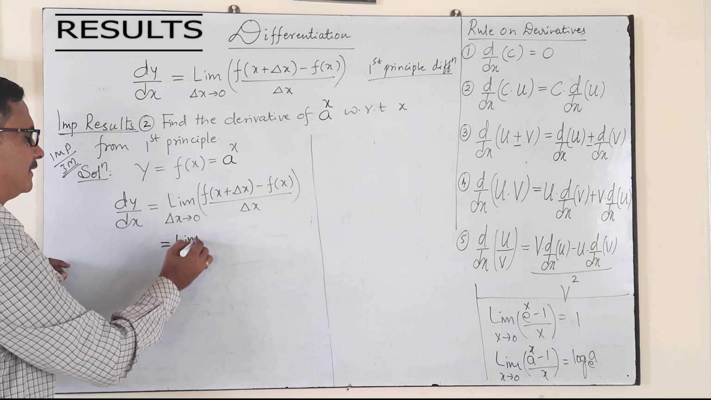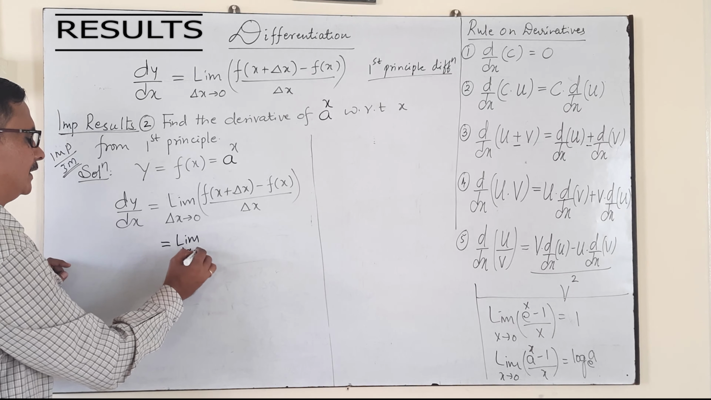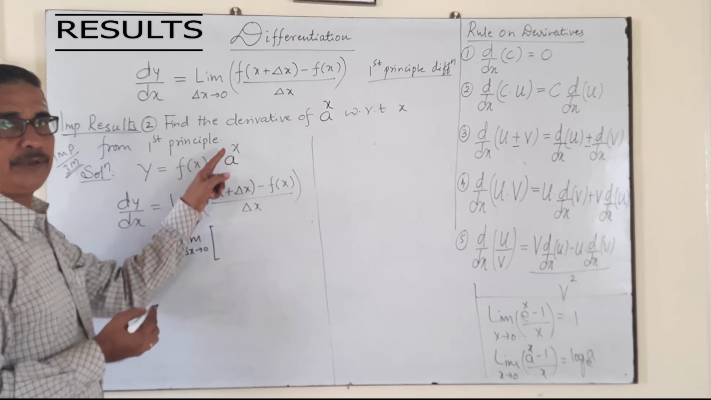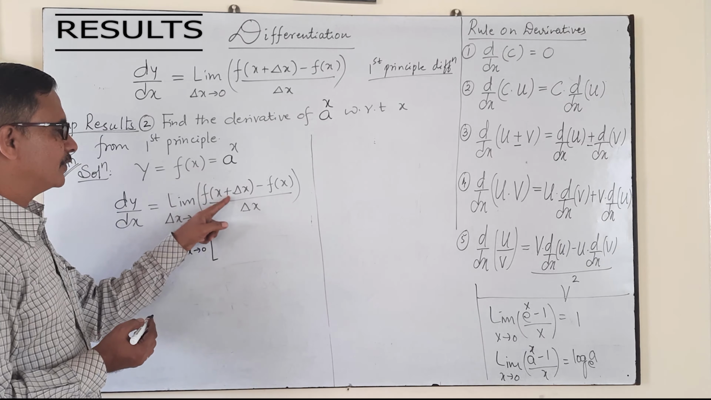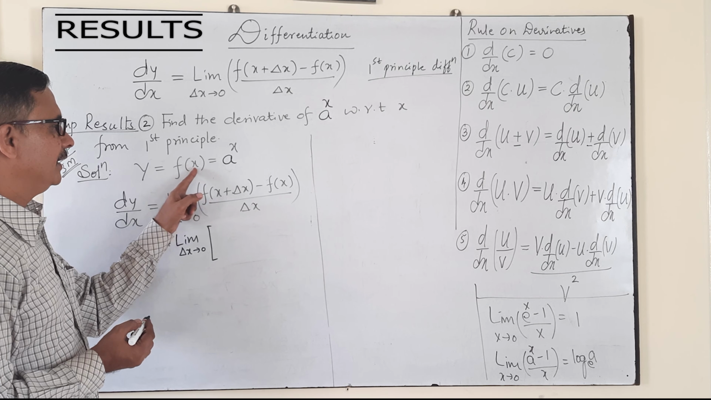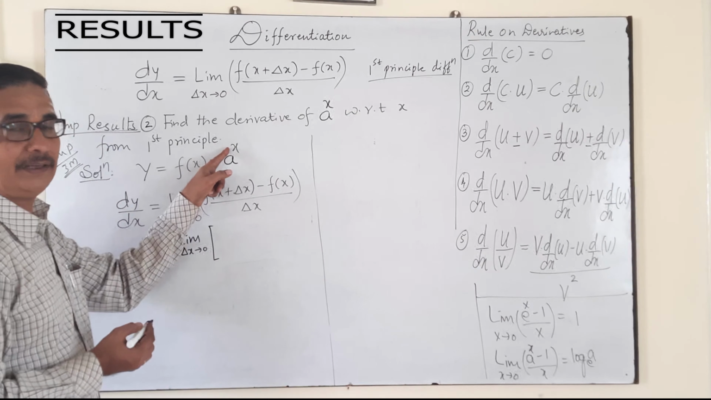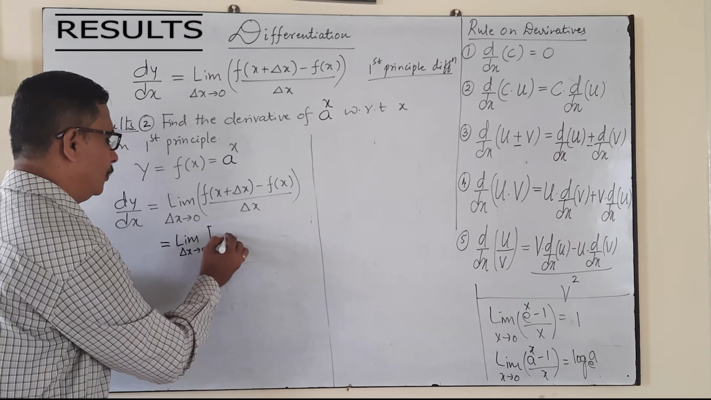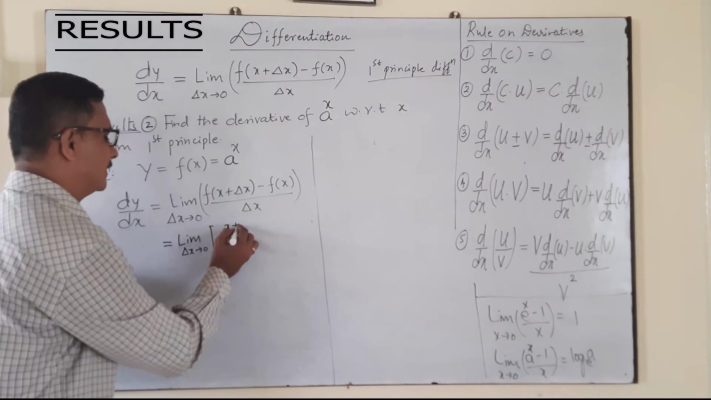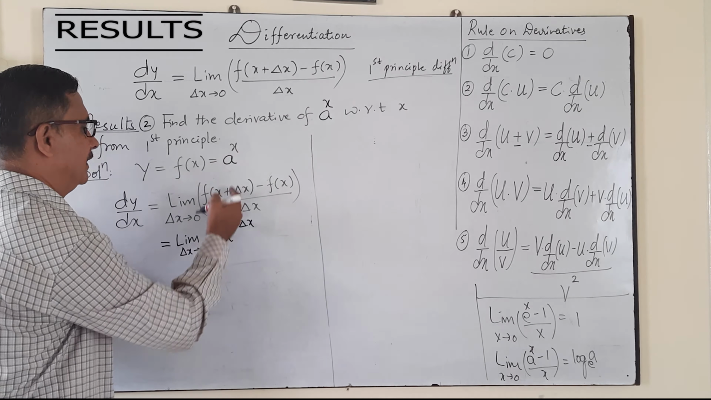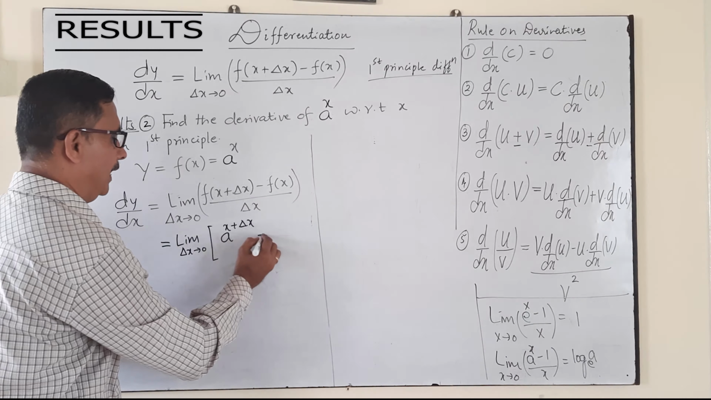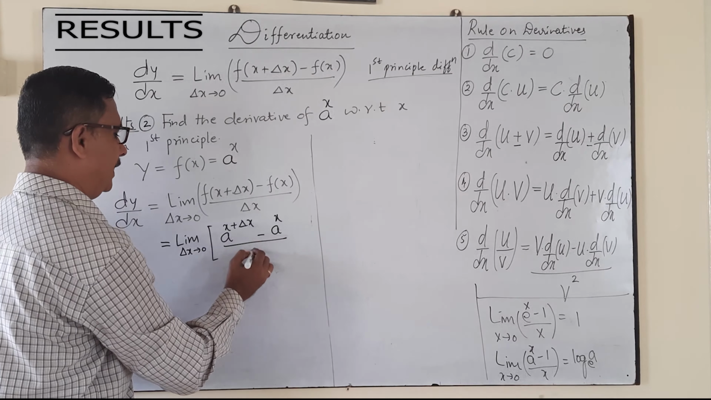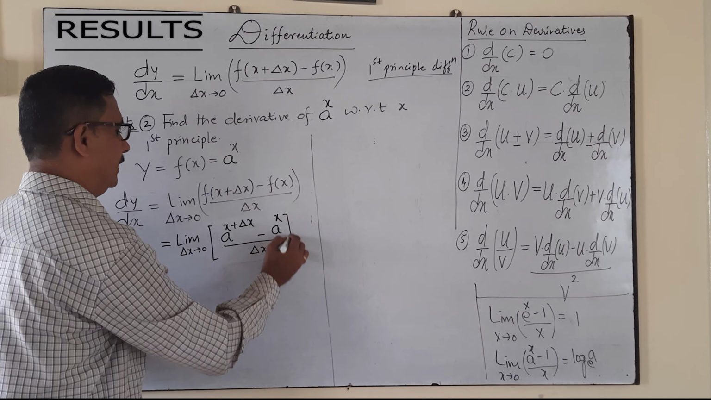Substituting the value, that is limit delta x tends to 0. Okay, f of x value is a power x. Comparing this with that, here when x is there it is a power x, and in the place of x we have x plus delta x. How to write? A power x changes to a power x plus delta x, minus f of x value a power x, divided by delta x.